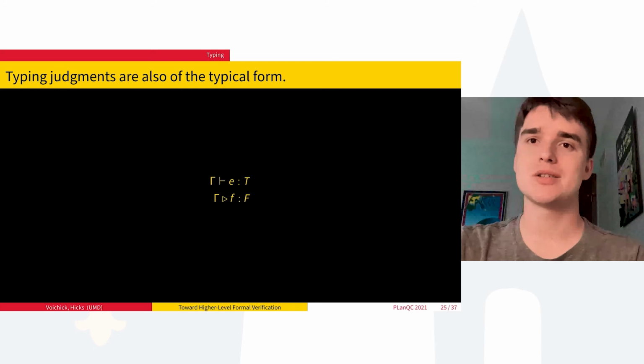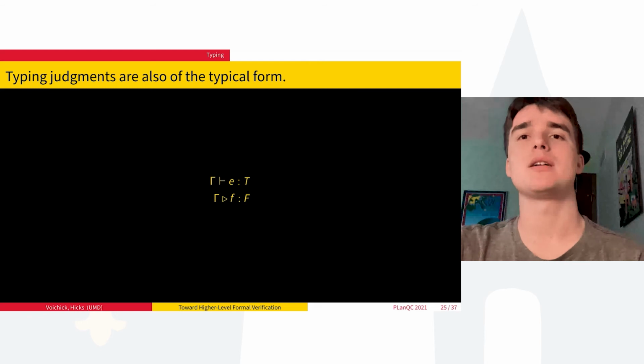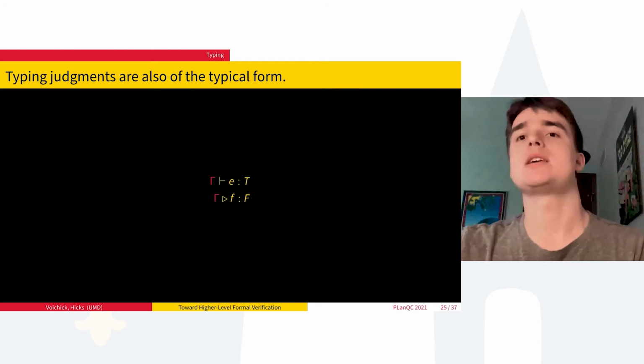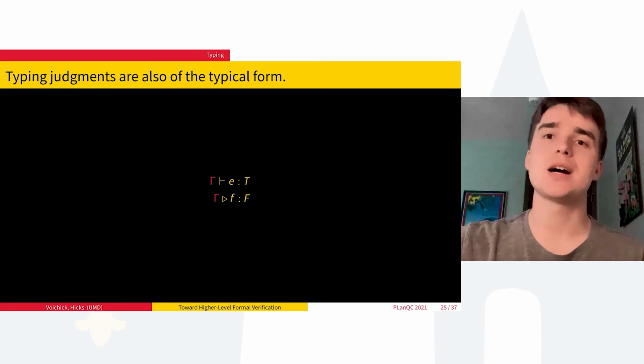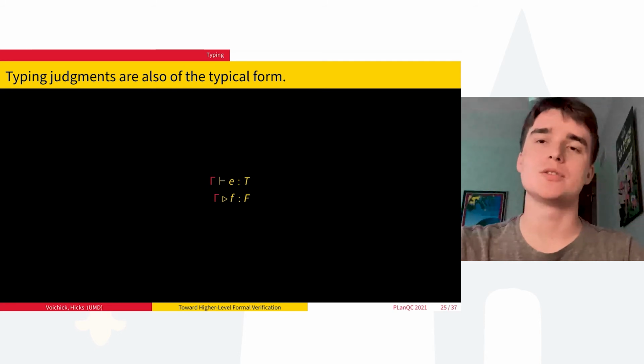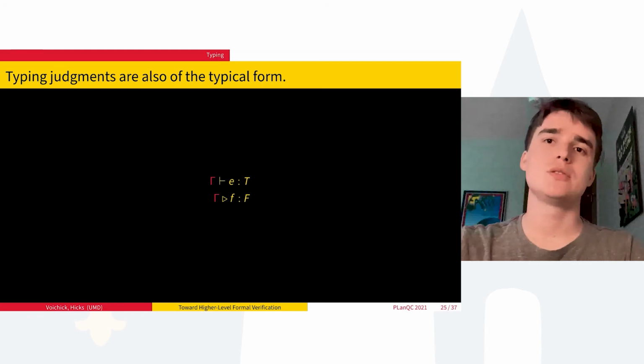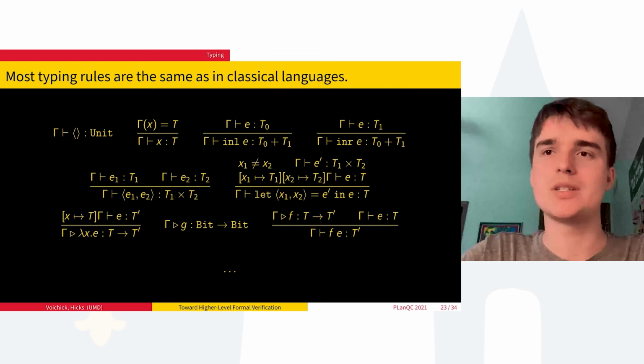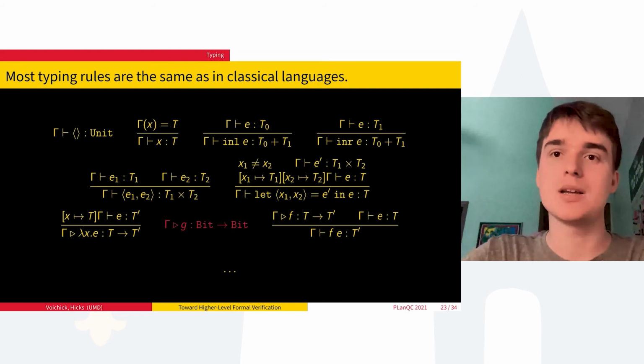Typing judgments are also of the typical form. We have slightly different notation for typing expressions versus functions. But here, gamma is the same in both of these. It's the standard typing context, a mapping from variables to types, which can be used to type other expressions or functions. Most of Quantum 1's typing judgments are listed here. I won't go through all of them because they're essentially the same as what you would see in a typical classical programming language, with the addition of primitive gates, which have type bit arrow bit.